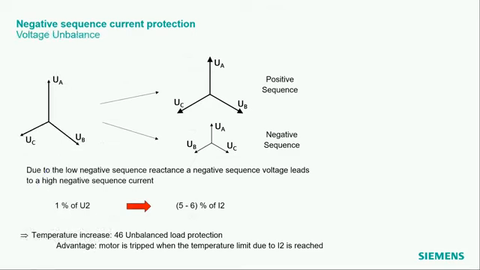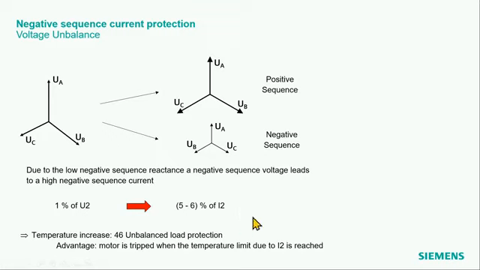The other effect is if we have a voltage unbalance, then I also get negative sequence current. And here, a relatively small negative sequence voltage creates a relatively big negative sequence current. These are rule of thumb values. If you have 1 percent of U2, negative sequence voltage, you get 5 to 6% of negative sequence current here. So it's a very sensitive thing.